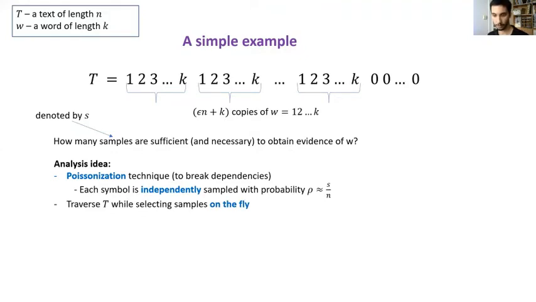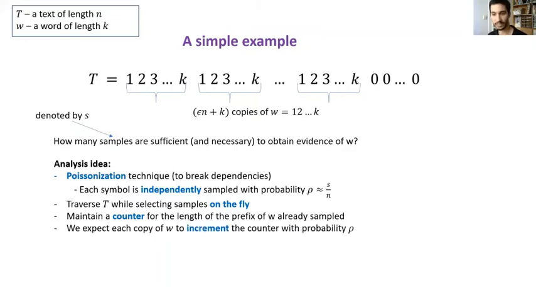Now, we define a probabilistic procedure. It traverses T while selecting samples on the fly, and it maintains a counter for the length of the prefix of W already sampled. We expect each copy of W to increment the counter with probability rho. This is because if you already sampled 1, 2, and 3, and we now seek the symbol 4, we know that in each copy of W, the symbol 4 exists. So each of these copies of W will increment our counter and expand the prefix of W we've already sampled with probability rho.